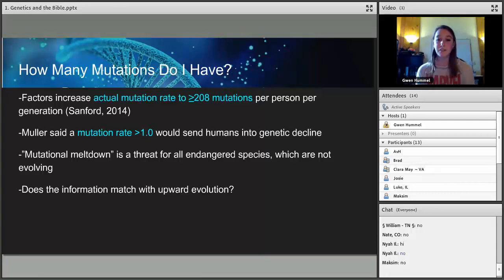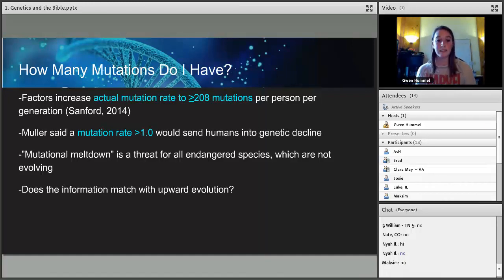So how many mutations do we have? So factors increase our actual mutation rate to over 208 mutations per person per generation. And remember our factors, we had learning more about our functional genome, our microsatellites, and our macromutations. So these factors, when we thought our mutation rate was 75 to 175 mutations per person per generation, in each of us we have usually over 208 mutations.